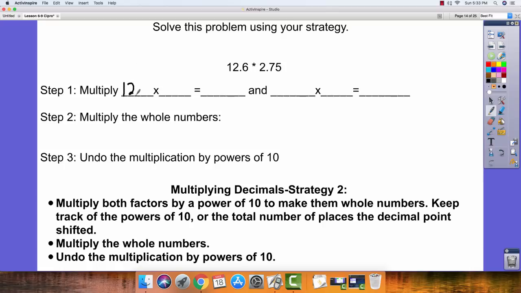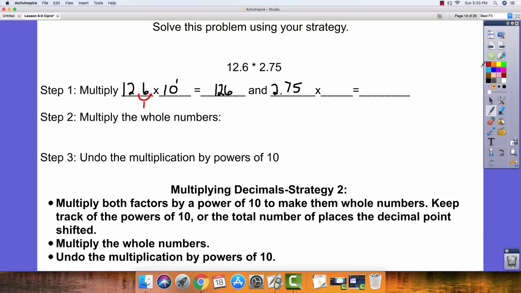12 and 6 tenths. I need to think, well, how can I multiply that by a power of 10 to get to a whole number? Well, to do that, my decimal point's just going to move one place to the right. So I need to multiply it by 10 to the first power, and I get 126. And remember, I need to multiply my second factor also by a power of 10 to make it a whole number. So I have 2 and 75 hundredths.